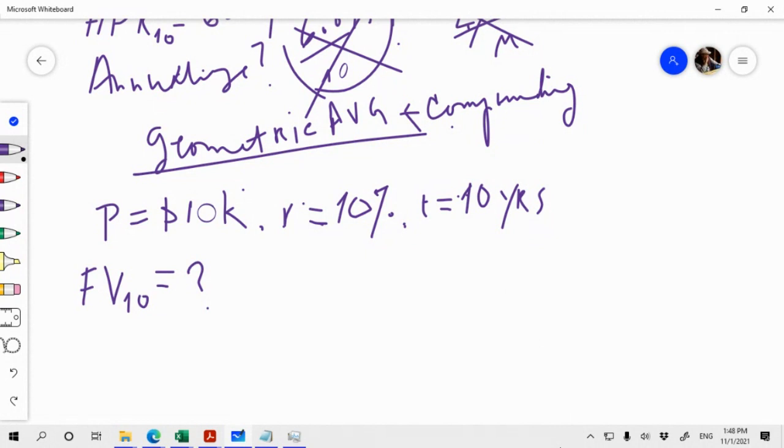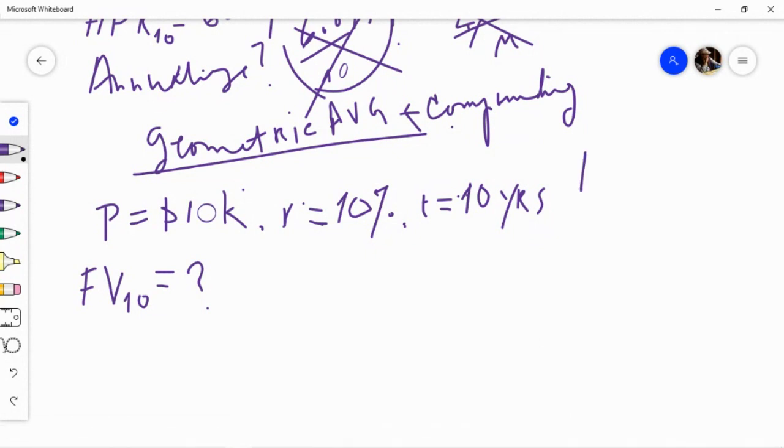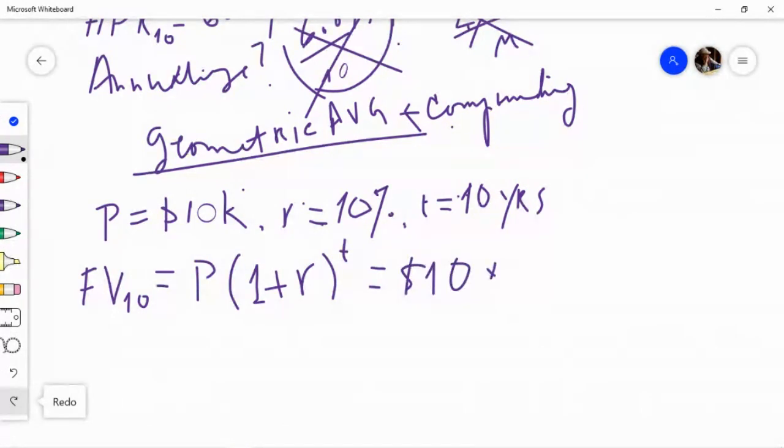a lot of times they just give you the future value formula. I don't want to rewrite the whole thing over and over again, so let me just generalize. P times 1 plus r raised to t. So it's 10K times 1.1 raised to 10. And you can just use the calculator.